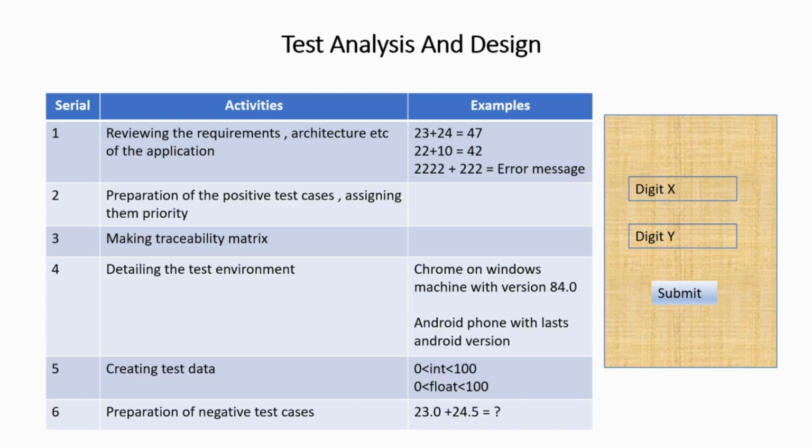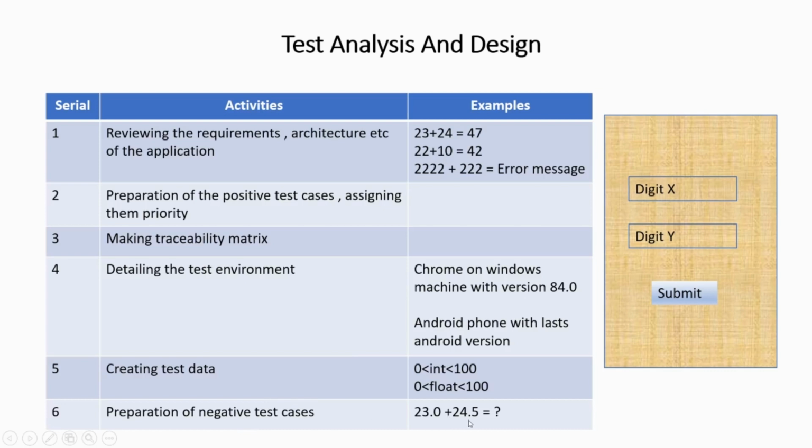If this is not specified, then we will go to the product owner or the business owner and ask these questions. In the same way, in the test analysis and design phase, we have to prepare some test cases, I mean to say the positive and the negative test cases. What can be the positive test cases? A positive test case can be a scenario. For example, I am putting 23 in one text box, 24 in another text box, and I am getting 47. This can be a positive scenario.